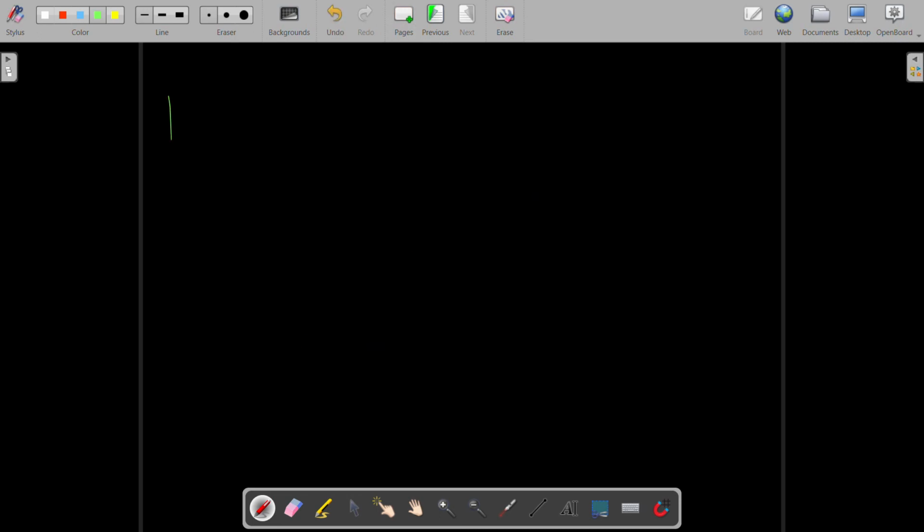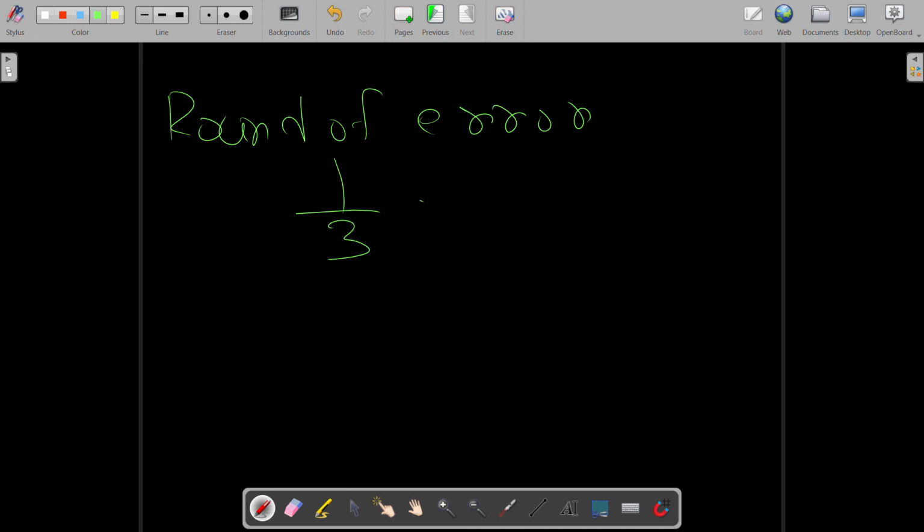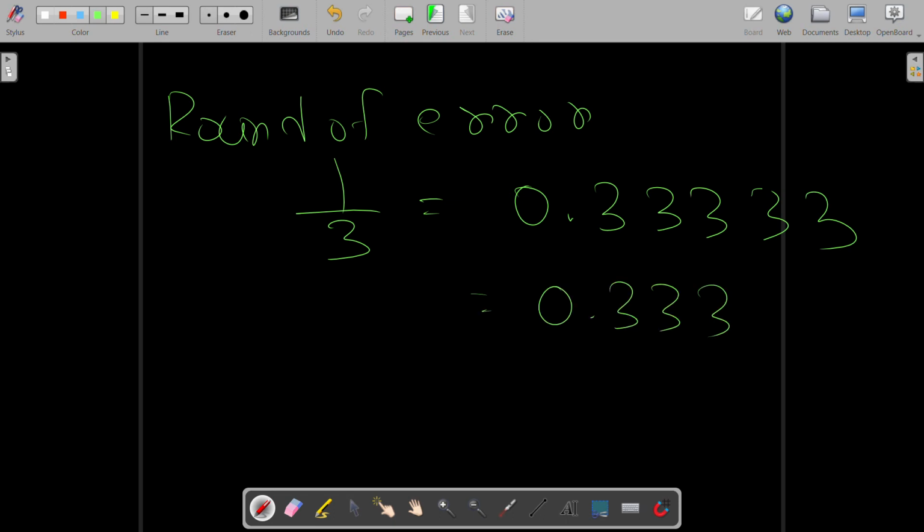Next, rounding off errors. Say we are rounding off the number 1 by 3. The original value of 1 by 3 is 0.33333. In many cases we just take 0.3 or 0.33, using two or three decimal places. So this is obviously not equal to the original value, and there will be an error between the approximate value and the original value. This deviation can be written like this. This is the error caused during rounding off.